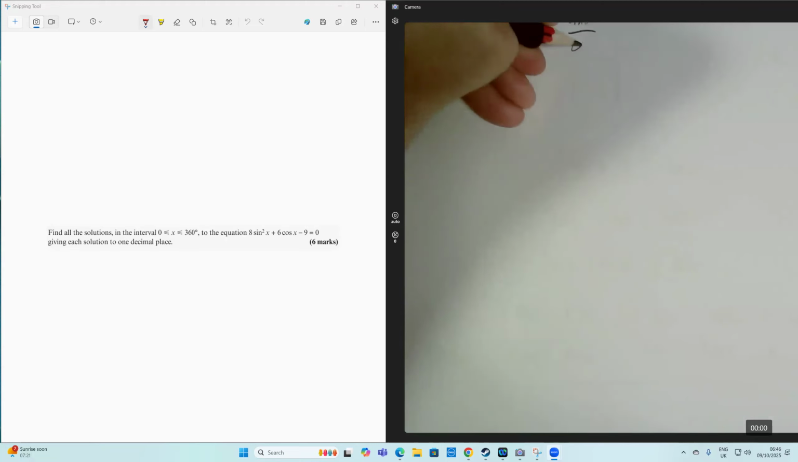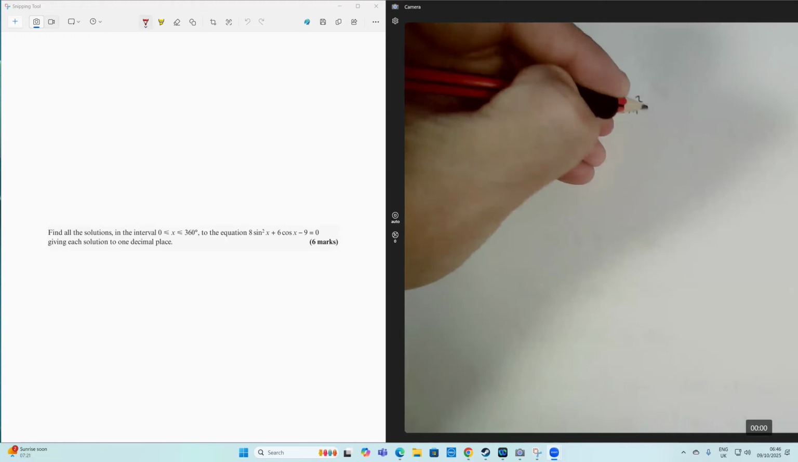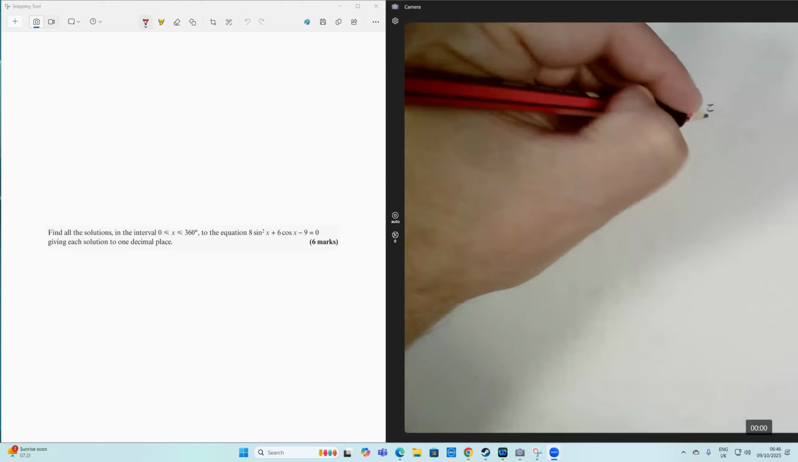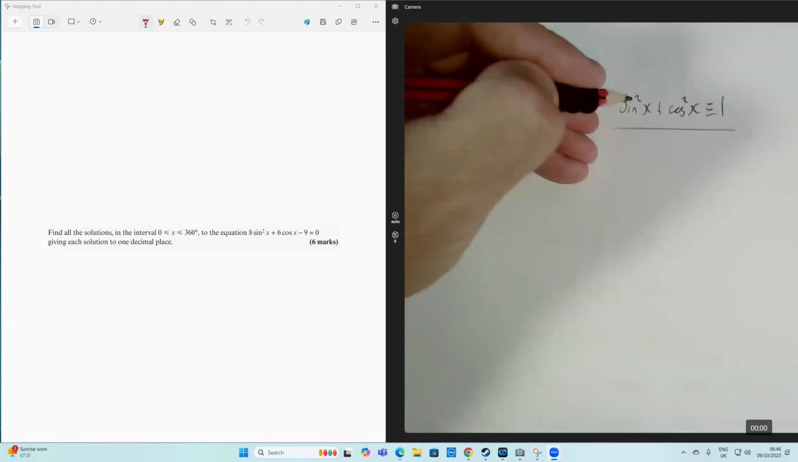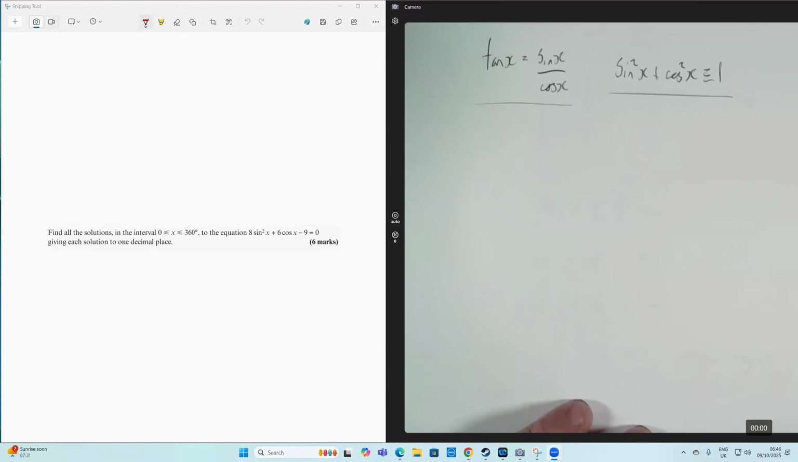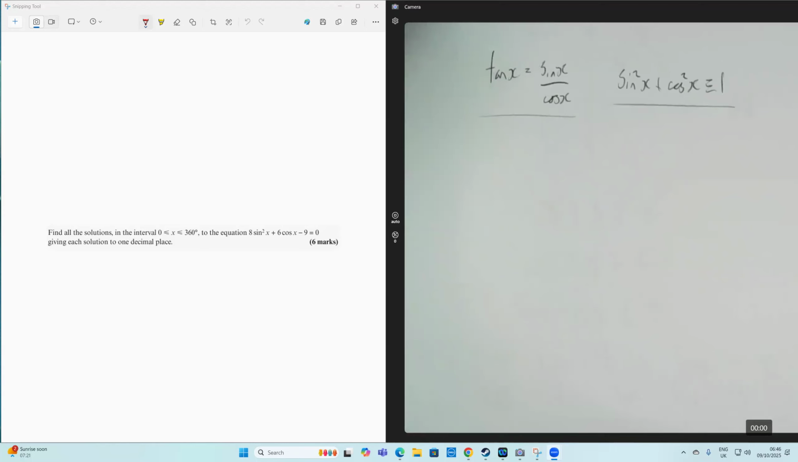Now we've got in year 12 two very, very important identities. We have that tan x is equal to sine x over cos x. And the second identity that we have in year 12 is that sine squared x add cos squared x is equal to 1. So these are the two really important key ideas for year 12, which get built upon and expanded on quite a lot in year 13.